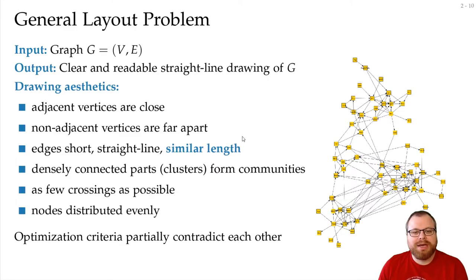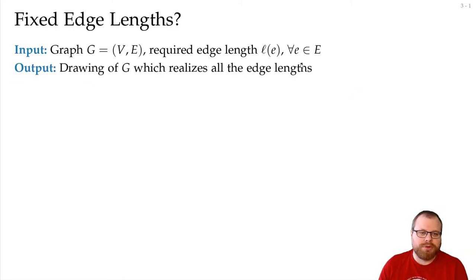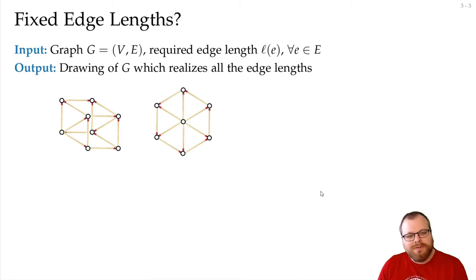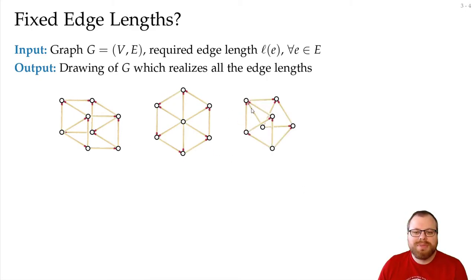If we have similar length, then probably this is all a 1 or all a 2 or something. So you can imagine that you use matches for your edges. You just take a bunch of matches and you want to draw the graph with that. And where these matches meet, there you have a vertex, and then automatically all the edges will have the same length. In some graphs, we can do quite well in this way. For other graphs, there might be drawings, but they can be very ugly. And for other graphs, there is no way to do that.